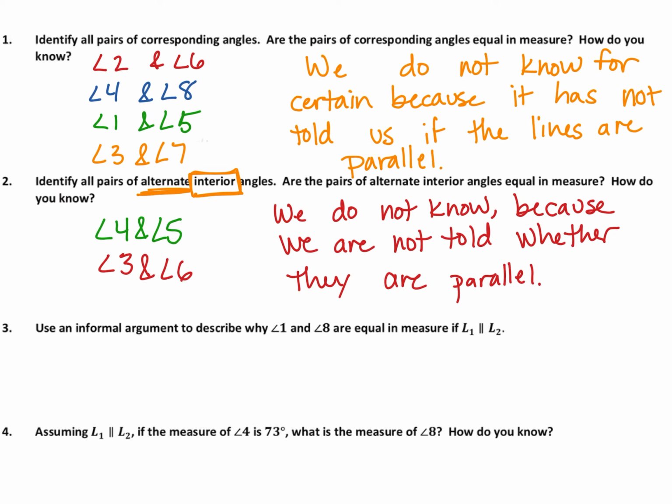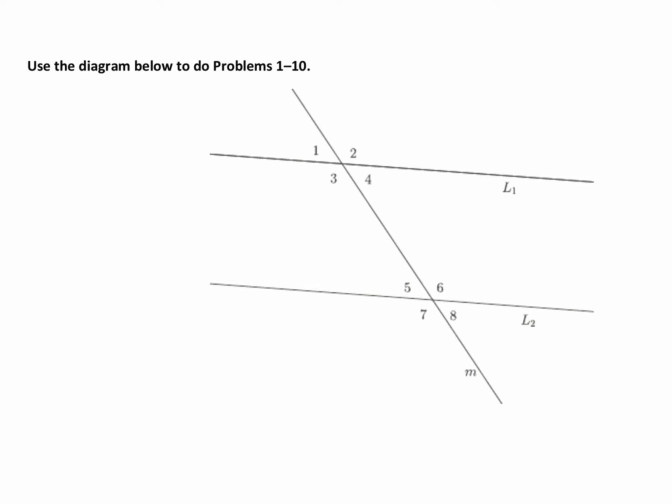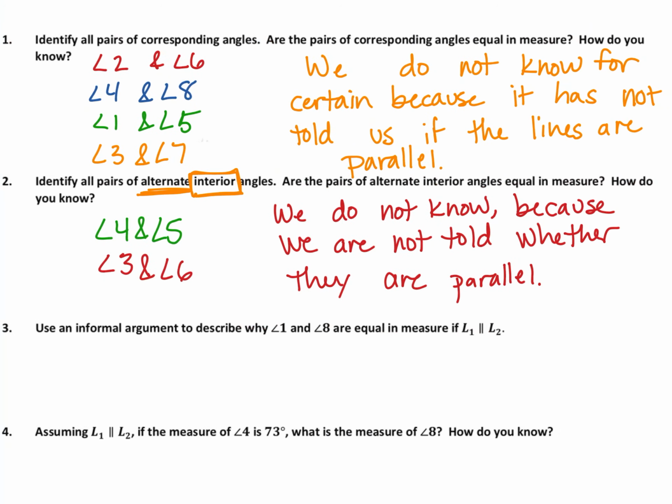Three, use an informal argument to describe why 1 and 8 are equal in measure if the lines are parallel. So 1 and 8. These are exterior, and they are on opposite sides, so they are alternate exterior angles.